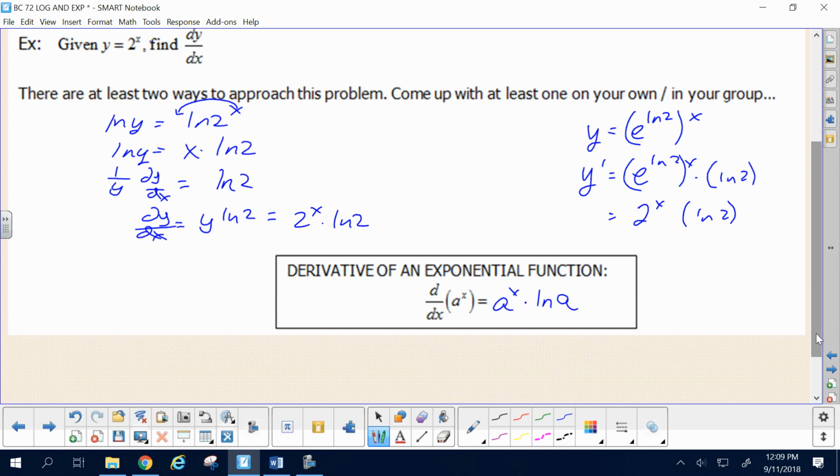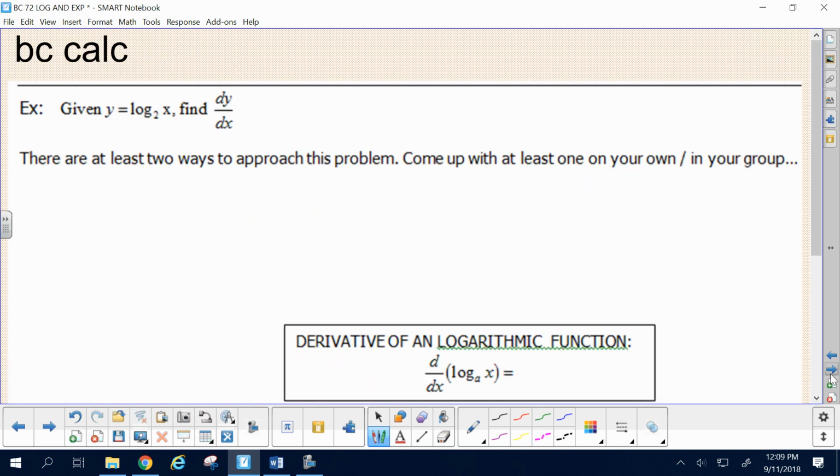All right, try the next one, the log. There's more than one way to skin a cat? That's a sin. No. Kind of makes me look.